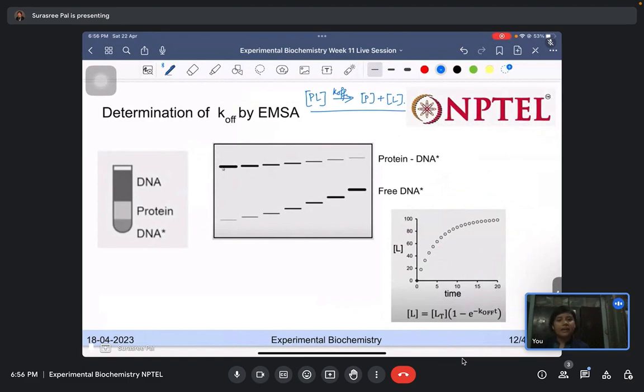So for maintaining that, what we do here is that we take the labeled DNA and then take our protein, and also we add approximately 100 folds excess of unlabeled DNA. So this is unlabeled.